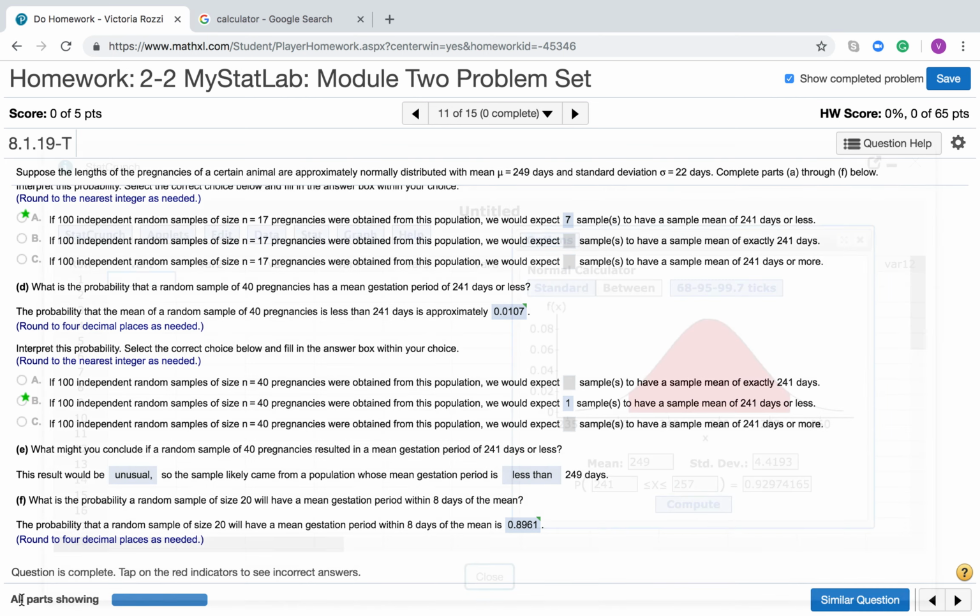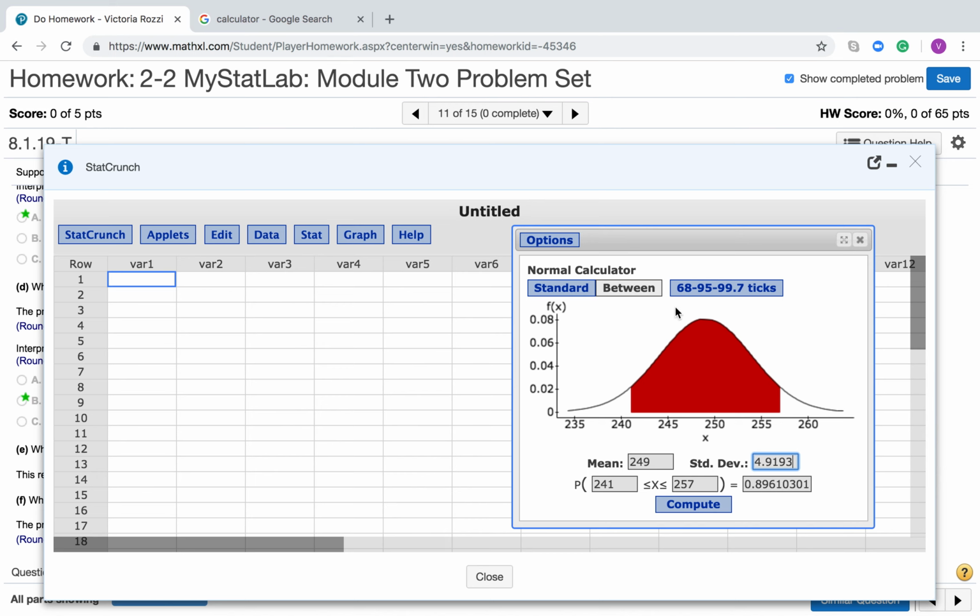Even I make mistakes, so we have to make sure that we do this. Divided by the square root of 20, 4.9193. Oh, here we go. 9193. Let's check and see if I get the right answer now. It was all an error in how I took my number from my calculator. And it looks like we are getting the correct answer.